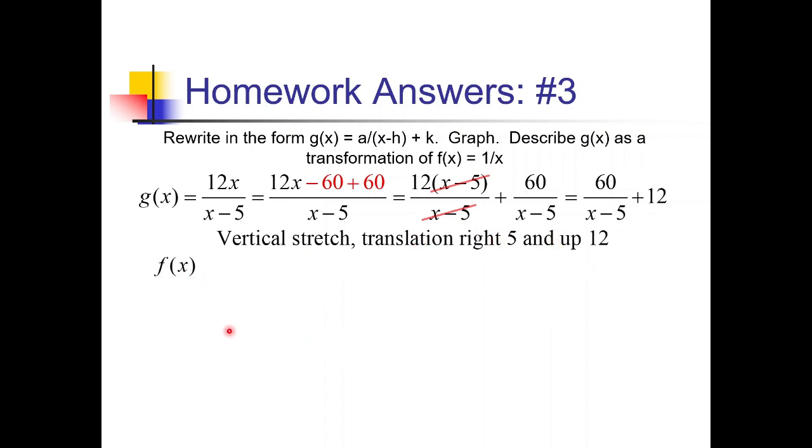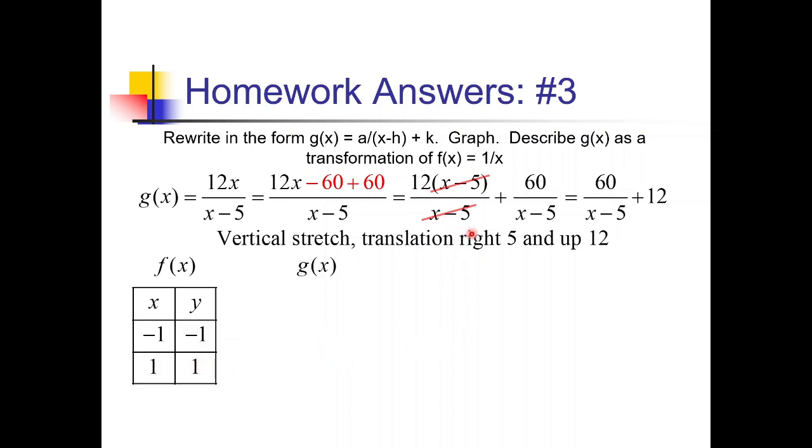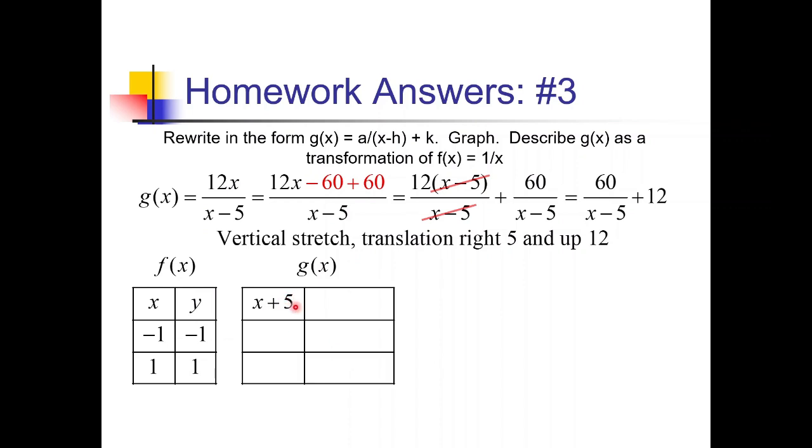Here is my parent table with -1, -1, and 1, 1. For the g function, since I'm going right 5, I need to do x plus 5 for that rule. And for the y rule, since I'm stretching by 60 and then going up 12, I need to do 60y plus 12. All right, let's apply these rules now. So we're adding 5 to the x values. -1 plus 5 is 4. 1 plus 5 is 6. And then for the y rules, 60 times -1 is going to be -60. Plus 12 is -48. And then we have 60 times 1, which is 60, plus 12 is 72.